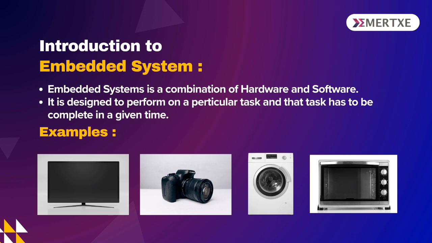For simple understanding, imagine a small computer built into a machine or device just to control or monitor a certain function. These are some common examples: a smart TV, digital camera, washing machine, microwave oven. These devices may seem ordinary, but they all run on embedded systems, silently managing tasks behind the scenes.